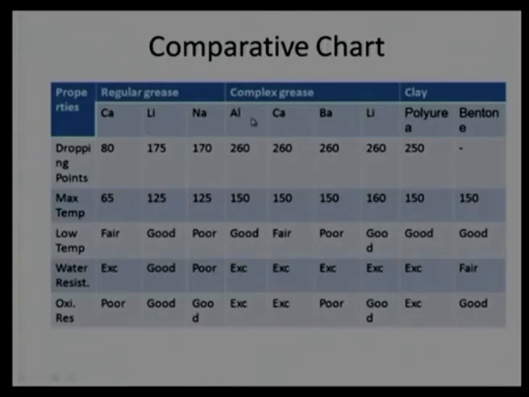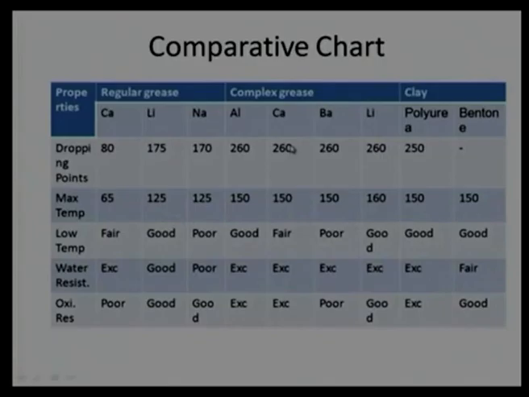When coming to the complex greases where two acids are used, we can see a significant improvement in the calcium based grease. You can see calcium based here, it was only 80 degrees centigrade. When we use it with the two acids, then the bleeding starts at 260 degrees centigrade. Of course, maximum operating temperature is still restricted to 150 degrees centigrade, but still that temperature is far above the 65 degrees centigrade. Even lithium based grease is also 125.